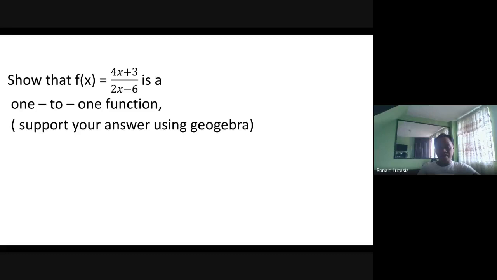Show that f of x is equal to 4x plus 3 over 2x minus 6 is a one-to-one function. Wag na siguro show, palitan na natin kasi hahaba. Find the inverse na lang kasi we're still at 18 minutes. You may copy and then I'll change later the slide para meron kayong gagayahan.